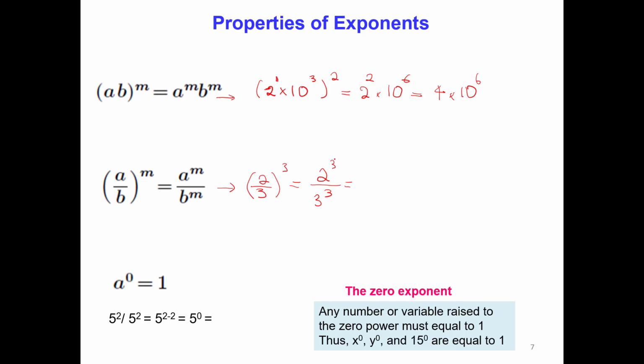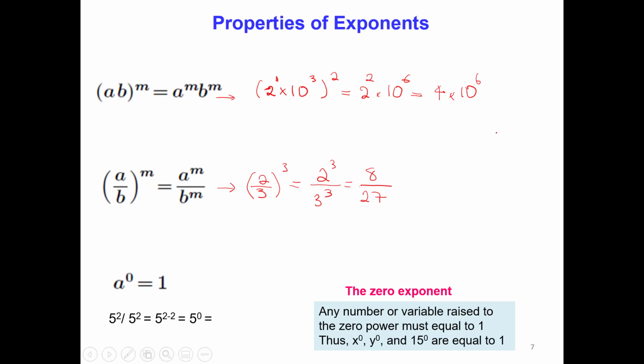And 2 to the third power is 2 times 2 times 2, which equals 8. And 3 to the third power will be 3 times 3 is 9, 9 times 3 equals 27. And this will be the answer.